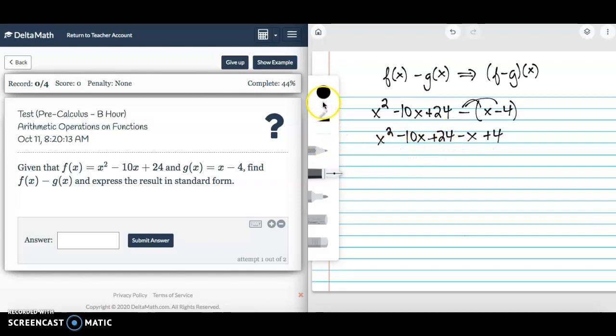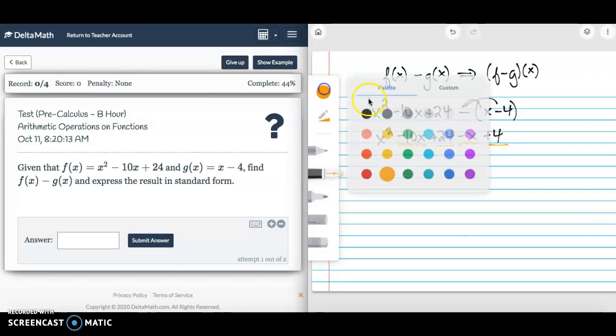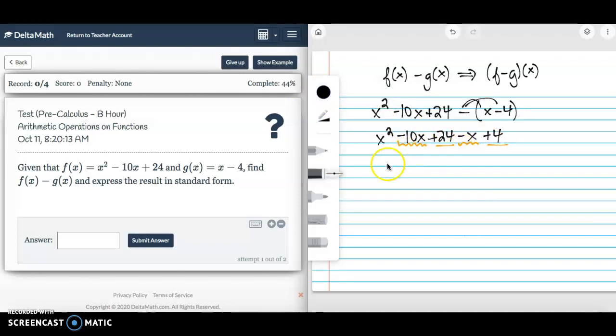I've got negative 10x and negative x here, and then positive 24 and positive 4 as my like terms. So I'll have a regular x squared, negative 10x and negative x give me negative 11x, and 24 and 4 give me 28.